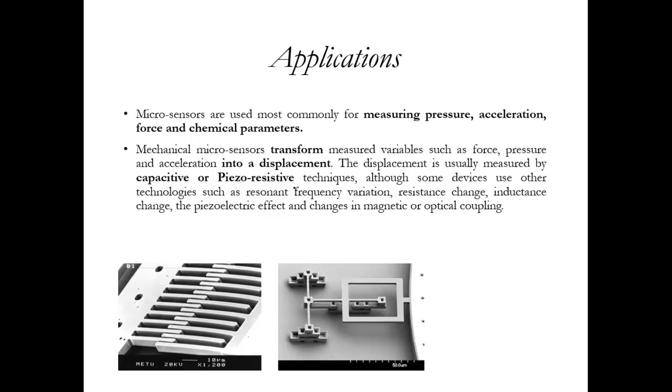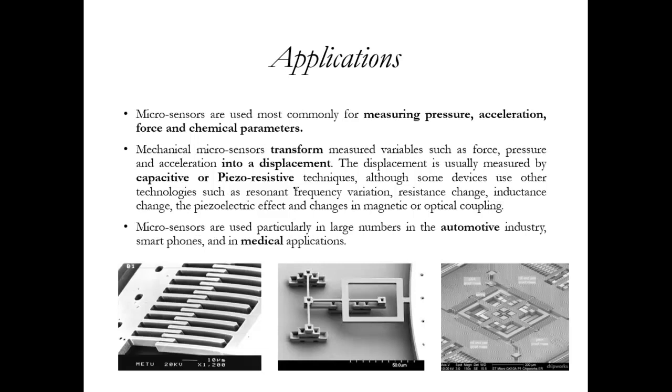So mechanical microsensors transform measured variables such as force, pressure, and acceleration into displacement, and the displacement is measured using capacitive or piezoresistive techniques, as you have seen in the first slide of the microsensors. The movement can be correlated to the change in capacitance, and we can confirm that to the displacement, force, pressure, or acceleration that we need to measure. They have profound applications in automotive, smartphones, and medical applications, and in complex structures used in accelerometers or gyroscopes, such as the MEMS gyroscope. These are accelerometers.